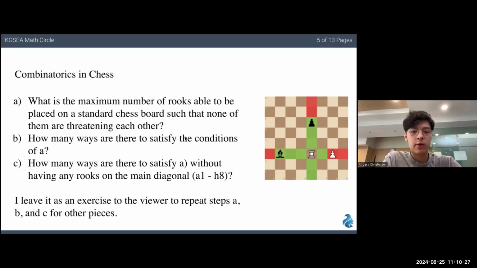So if you're watching this at home, please pause the video and attempt these problems. And also another exercise for you would be to repeat the exercise for the other pieces, like the bishop and the queen and so on. So now I'll be going into the solution for these questions.